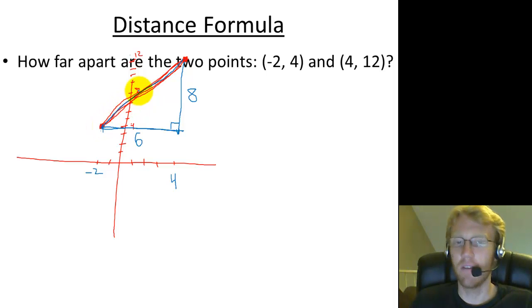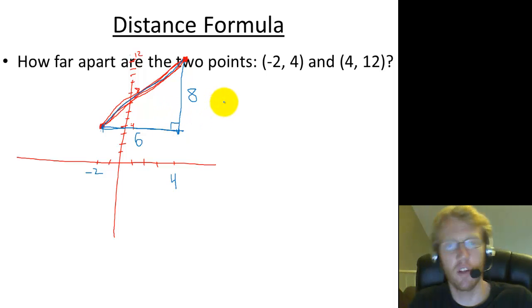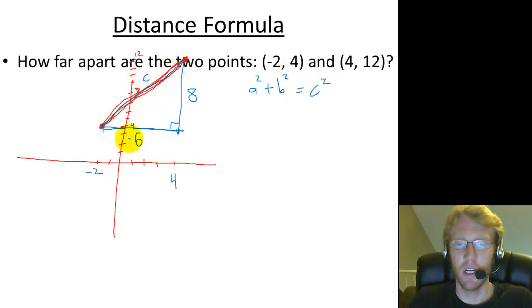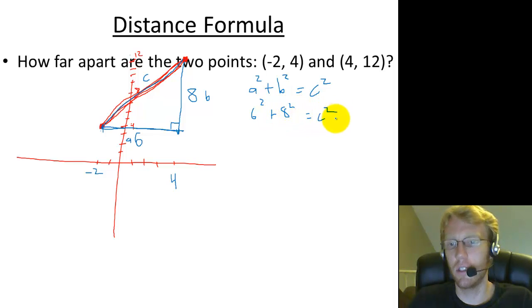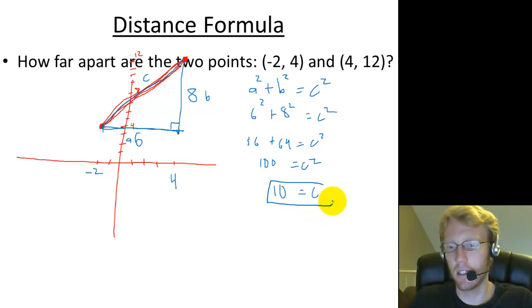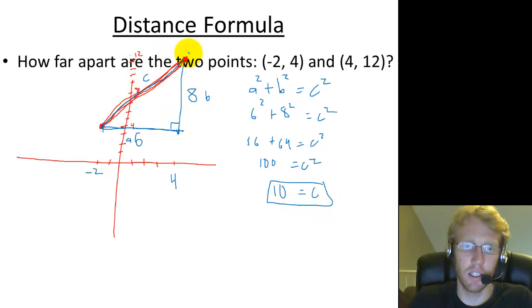But we have a triangle here in which we know the 2 legs and we have a right angle, which is perfectly set up for the Pythagorean Theorem. Remember, that's a squared plus b squared equals c squared, where the hypotenuse is the c value, and your 2 legs are your a and your b values. So we can plug these numbers in: 6 squared plus 8 squared equals c squared. 6 squared is 36, 8 squared is 64, and 36 plus 64 happens to be 100. Taking the square root of both sides gives you 10 as c, which is the distance between these 2 points.